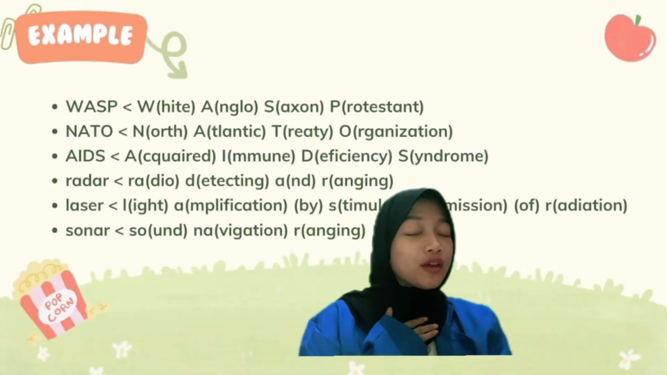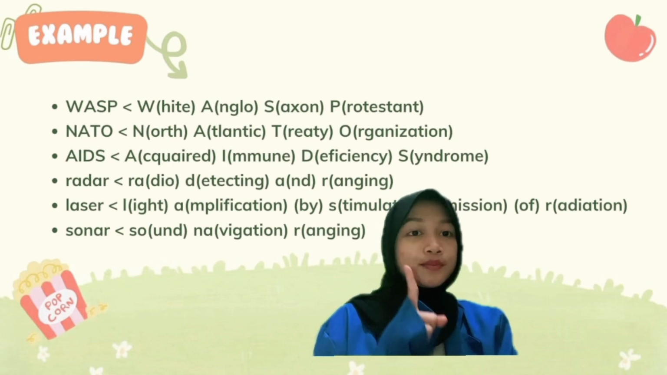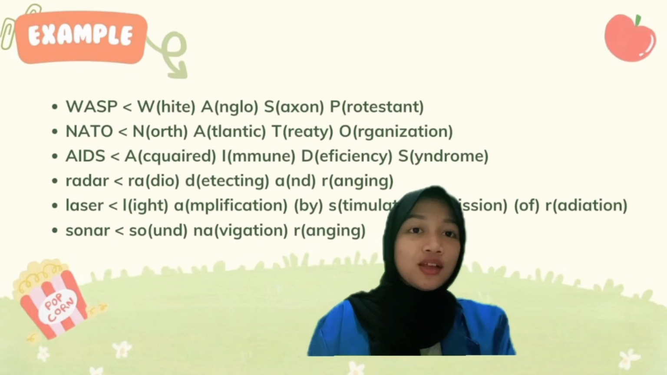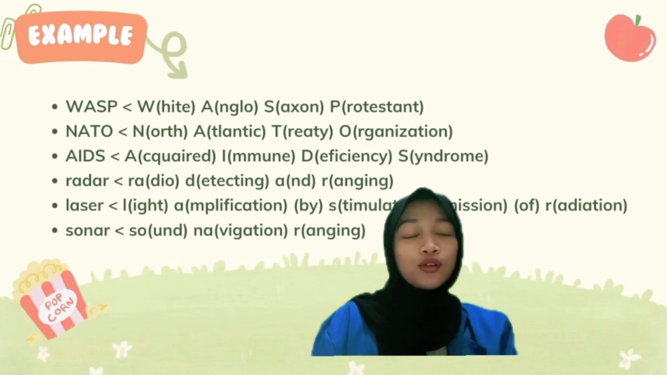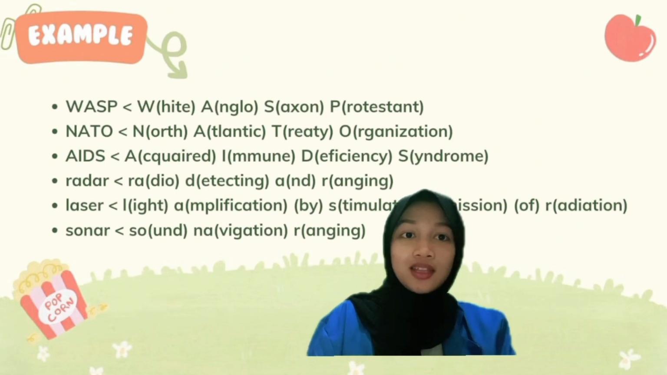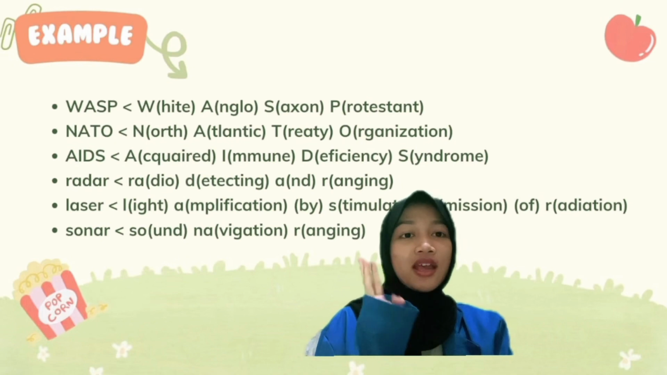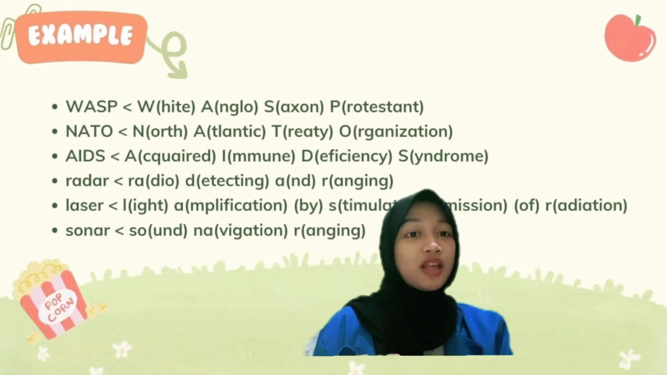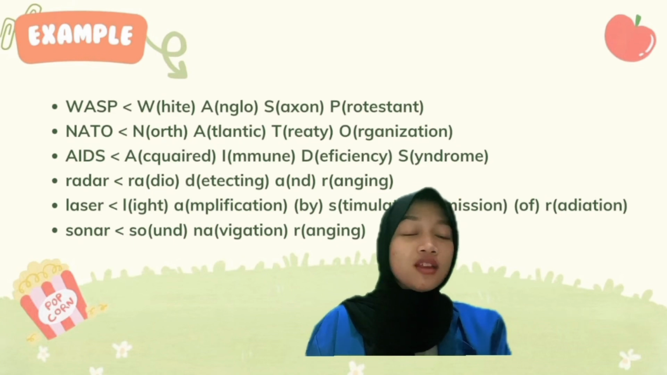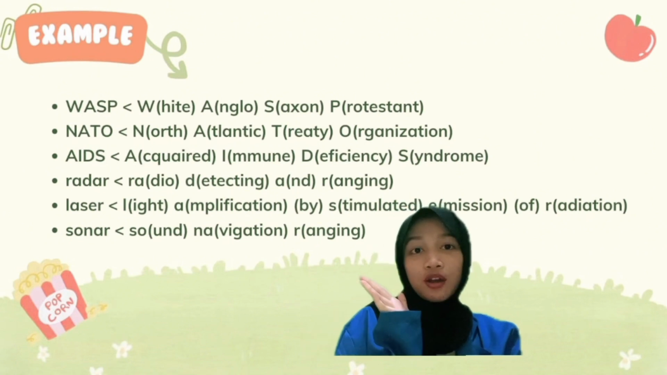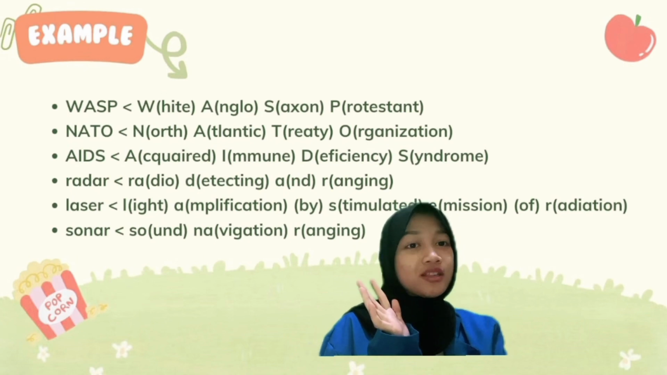And now I will tell you the examples of acronyms. The first is WASP, White, Anglo, Saxon, Protestant. The second is NATO, North Atlantic Treaty Organization. The third is AIDS, Acquired Immune Deficiency Syndrome. Another example, you can see in the background: radar, laser, sonar, and other examples of acronyms.